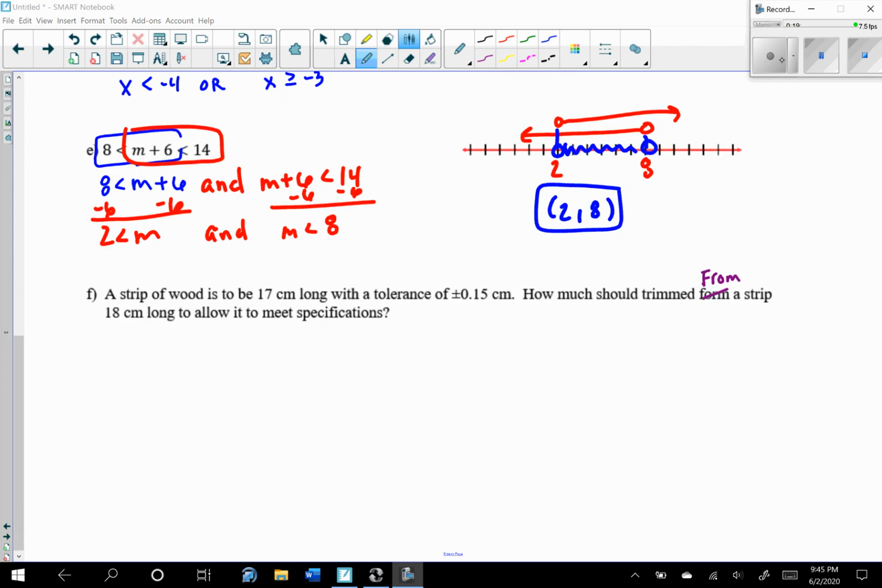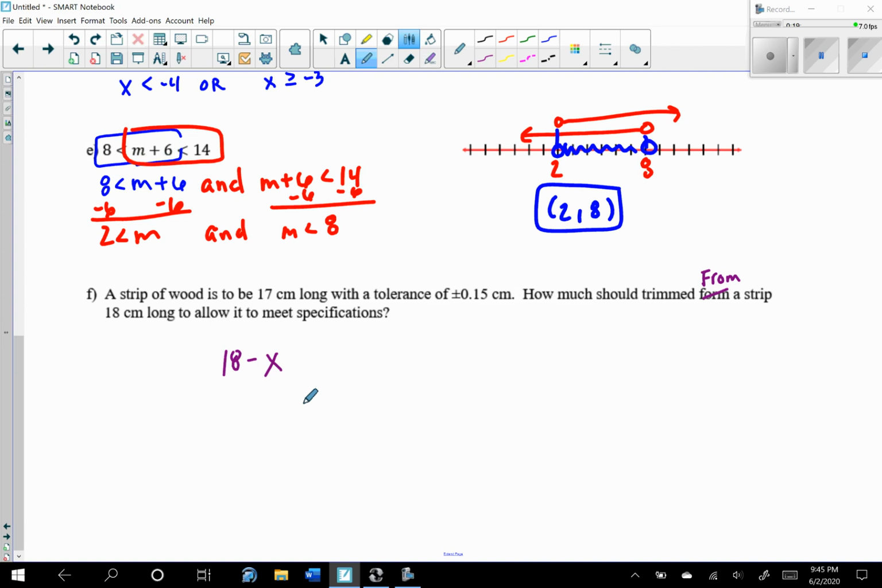A strip of wood is to be 17 centimeters long with a tolerance of plus or minus 0.15 centimeters. How much should be trimmed from a strip 18 centimeters long to allow it to meet these specifications? So they like these questions on standardized tests. So think about it this way. We have an 18 centimeter piece of wood and we're cutting stuff from it. So we have 18 centimeters and we're cutting x amount.